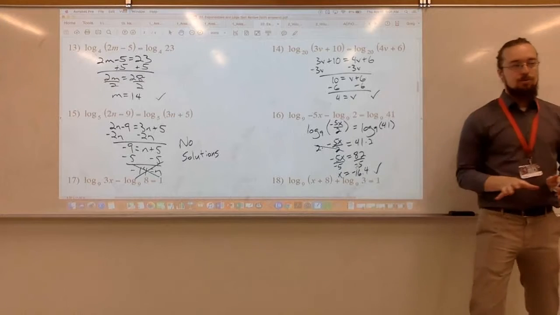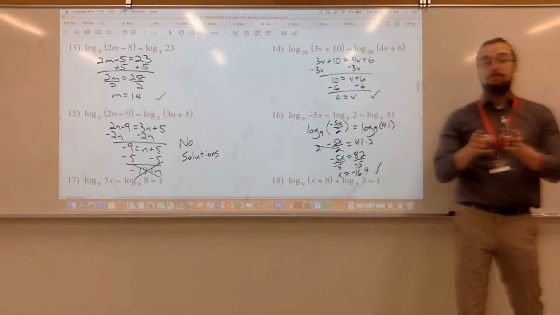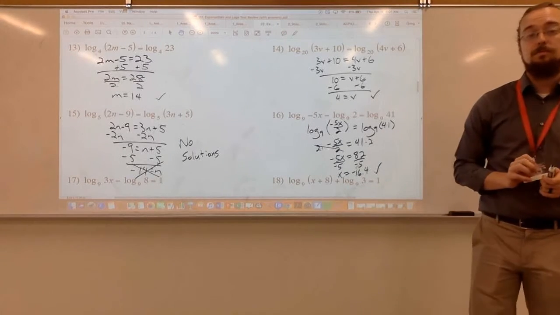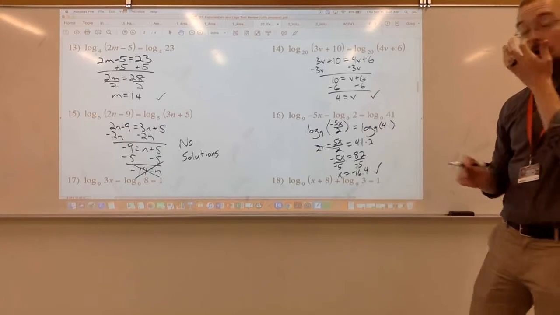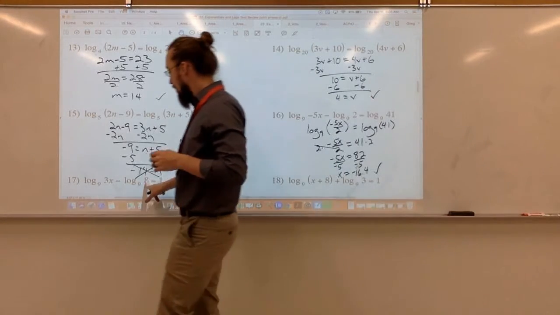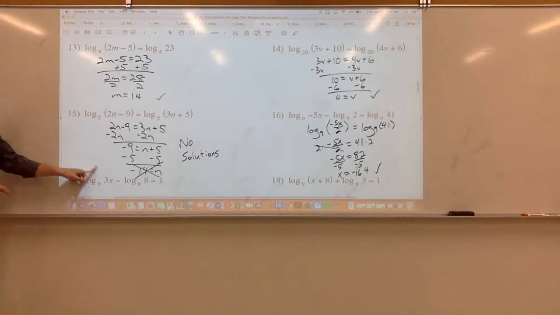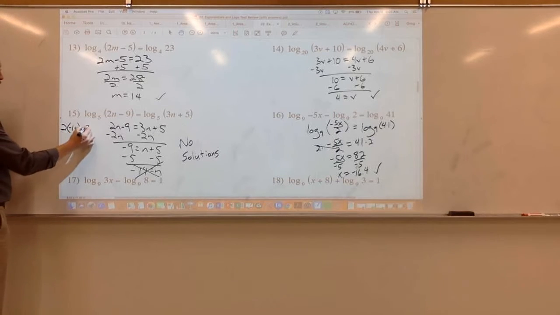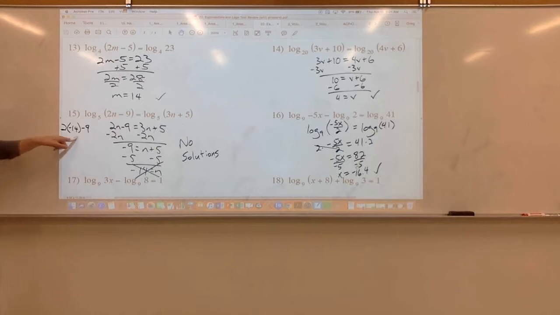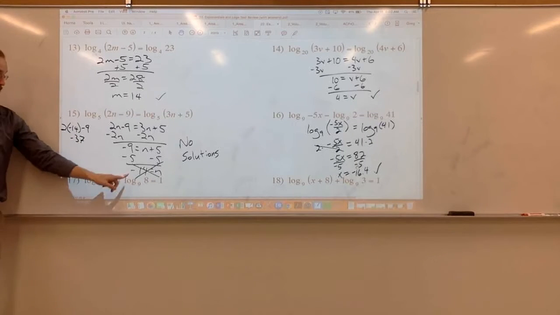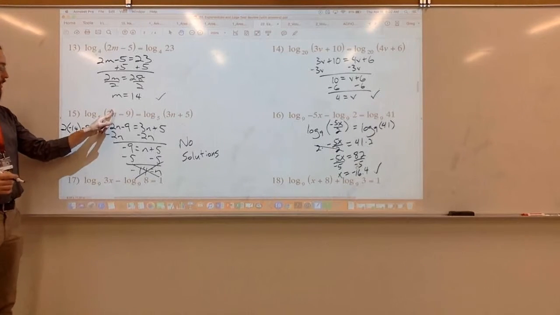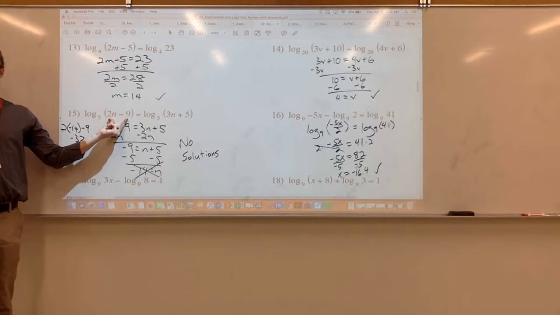Any questions on those? So, what was the difference between 15 and 16? So, when we got negative 14 as our answer, and when I took that and plugged it back in here, inside of the logs, we have 2 times negative 14 minus 9. So 2 times negative 14 is negative 28. Negative 28 minus 9 gets me a negative 37.